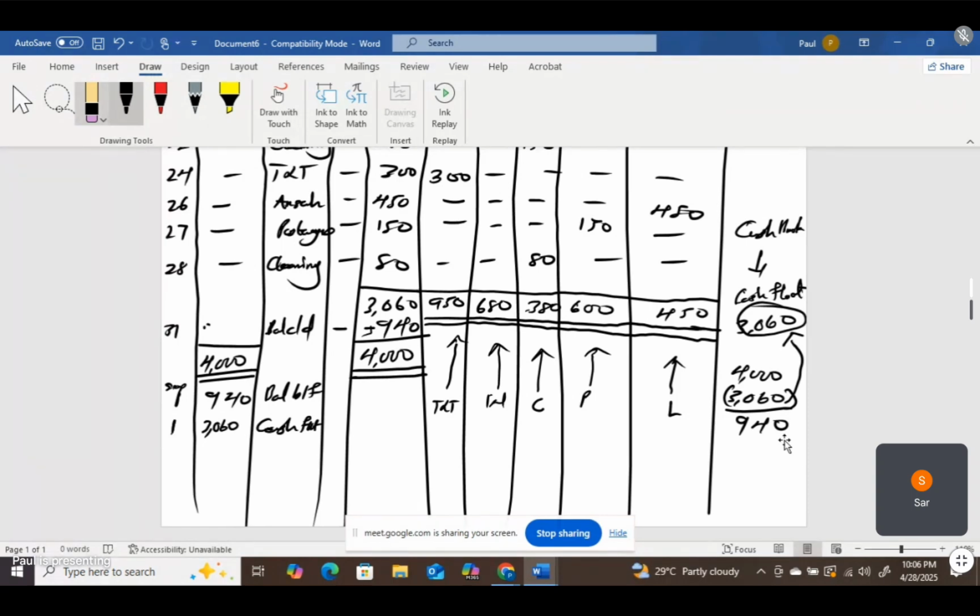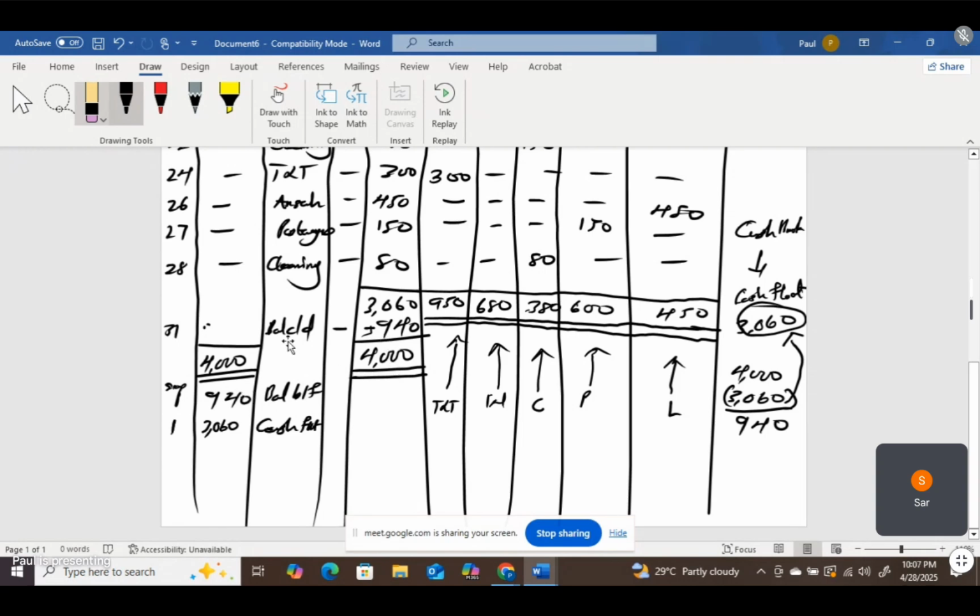So that 940 that is remaining would be a balance, but we add it to the 3,060 so that we get 4,000 on both sides. You see, when we are balancing, we want to make sure that the debit and the credit are equal. So that's it here, so that we can close both sides.